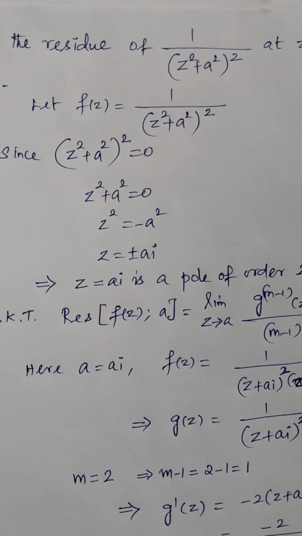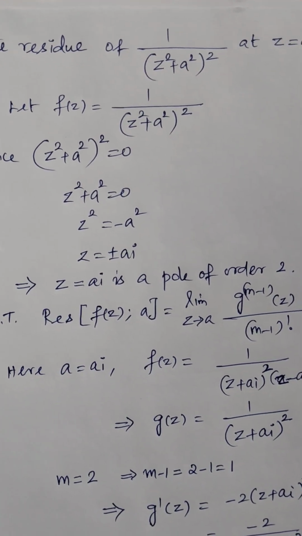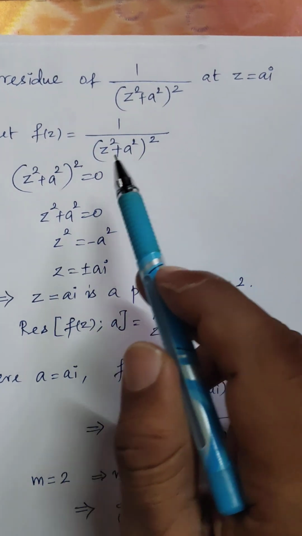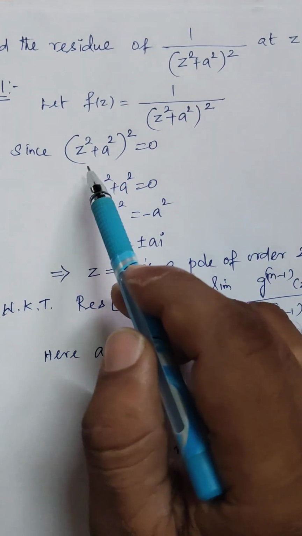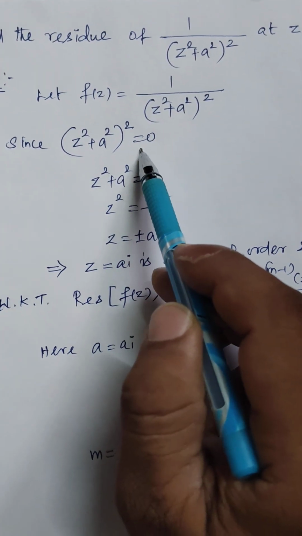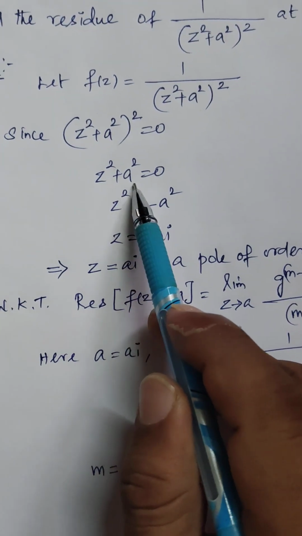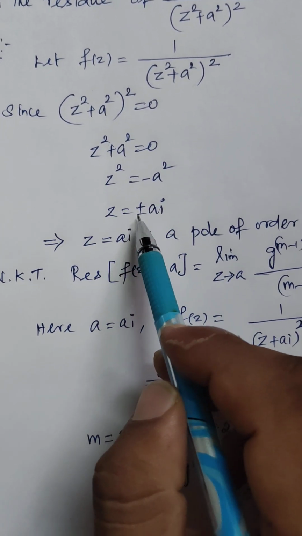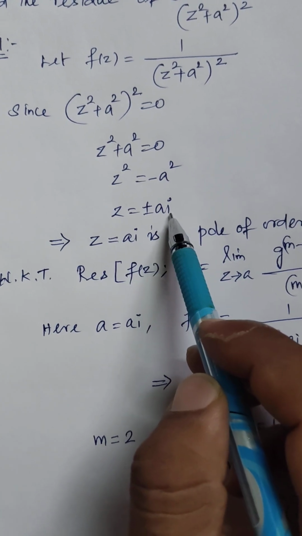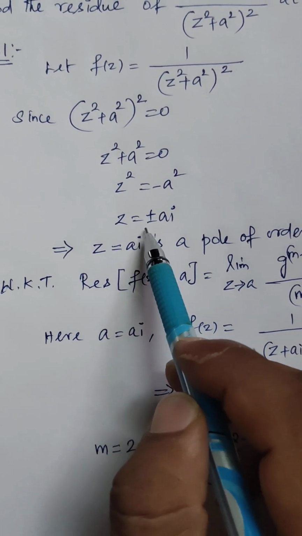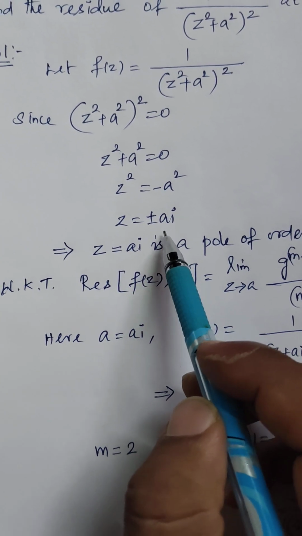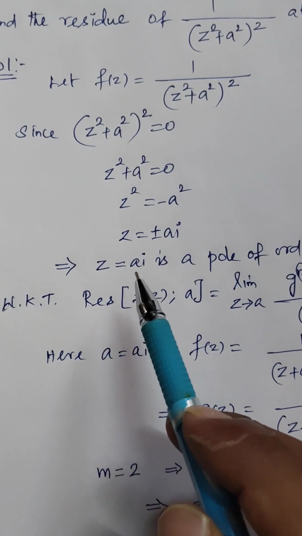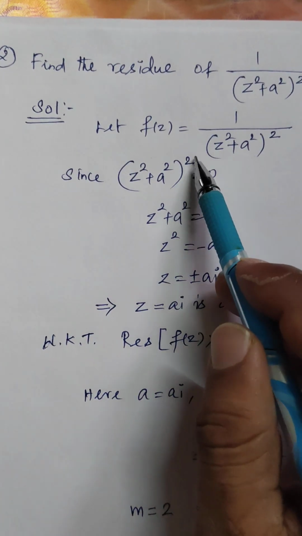First we have to consider the given function, which is f of z equal to 1 by (z square plus a square) whole square. Take the denominator (z square plus a square) whole square equal to 0. So we get z square plus a square equal to 0, z square equal to minus a square, z equal to plus or minus ai. So we have two poles, z equal to ai and z equal to minus ai. Both the poles are of order 2.